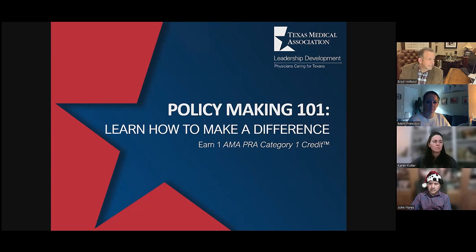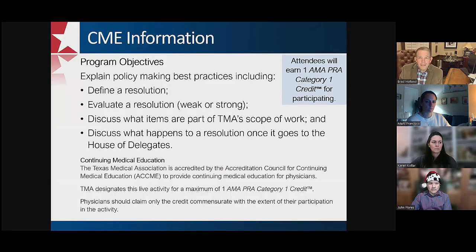Now, if we could go to the next slide, at the very early outset, I'm required to point out that for CME credit, these are our objectives for this program: to explain policymaking best practices, including how to define what a resolution is, evaluate a resolution as being weak or strong, discuss what items are actually part of TMA's scope of work, and then discuss what happens once a resolution goes to the House, and even once it emerges.